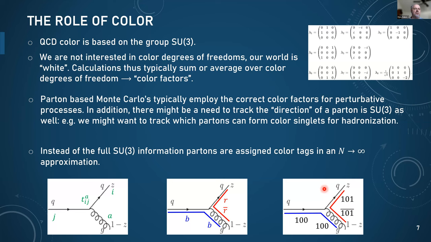So it's clear that you lose some correlations between colors, because really the symmetry group is smaller, excuse me, but this is how it is done, and this has been sufficient to track color singlets. That's how we're going to use it later, to build complicated string systems, like junctions. Okay, so that's something I want you to keep in mind a little bit. These color tags will play a role later when we talk about strings.